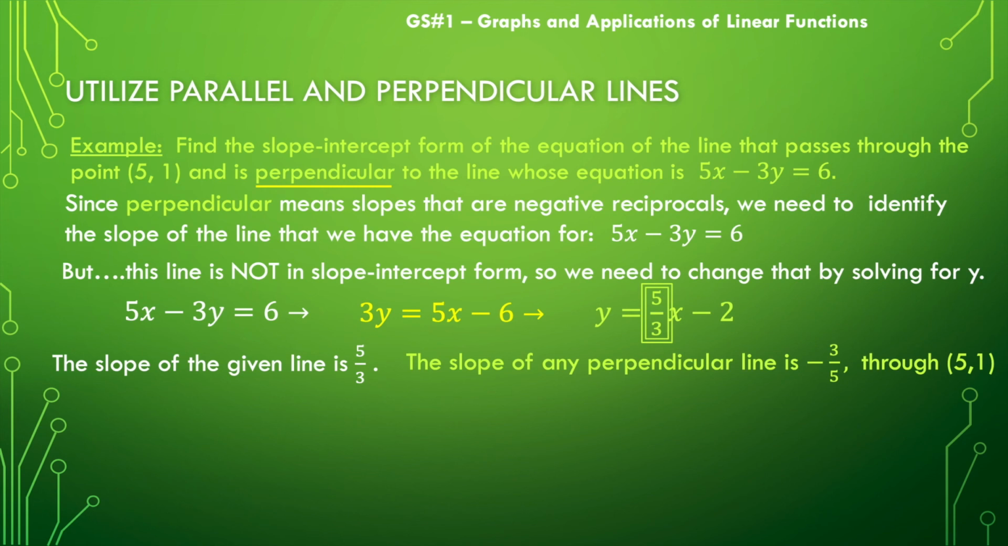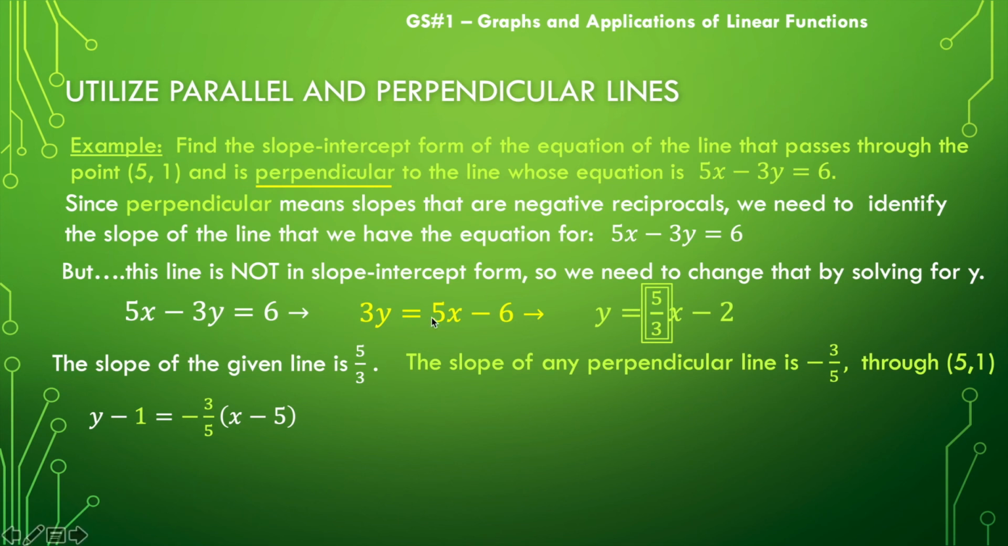So let's use point slope form again. y minus 1 is equal to negative 3/5 times (x minus 5). I don't have any double negatives here that I need to get rid of, so I can go ahead and begin my conversion to slope-intercept form. Okay, let's give that a shot. So let's distribute that -3/5 through.